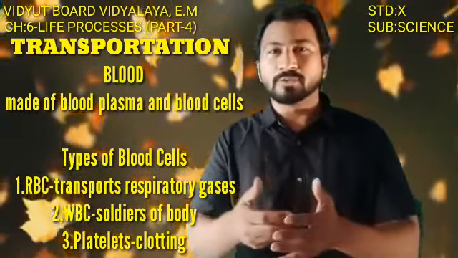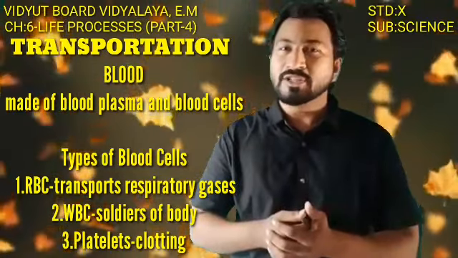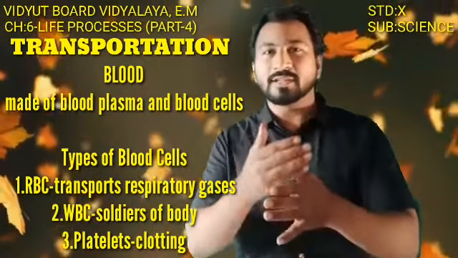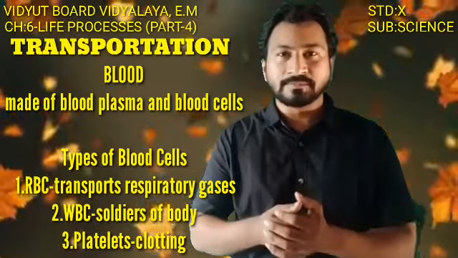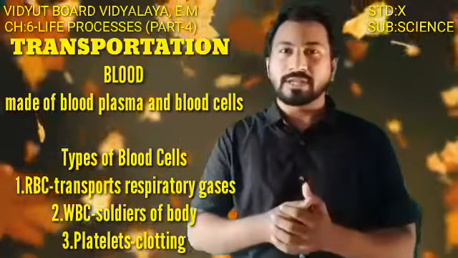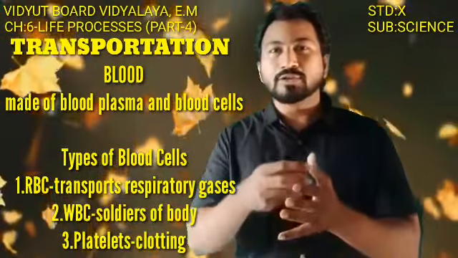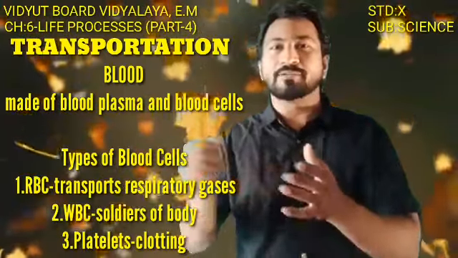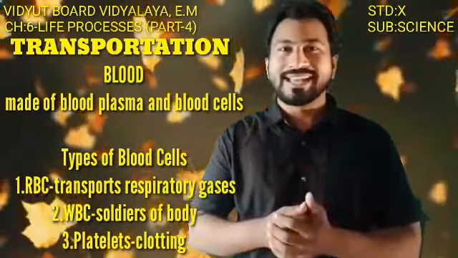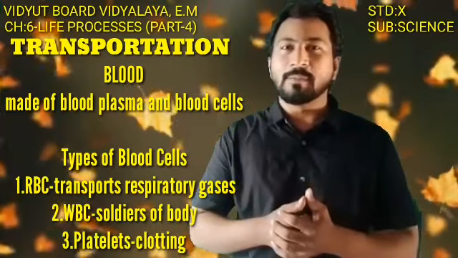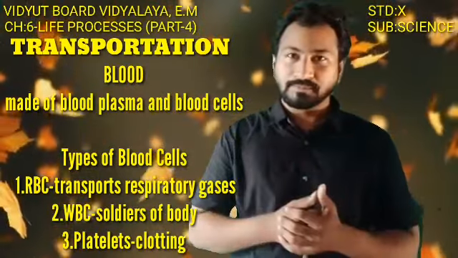So we might have observed that when we have any sort of injury, whenever we get a cut on the surface of the skin, the blood basically oozes outside. But that blood does not ooze out for a very long period of time. It stops on its own. And that mainly takes place by the blood platelets.